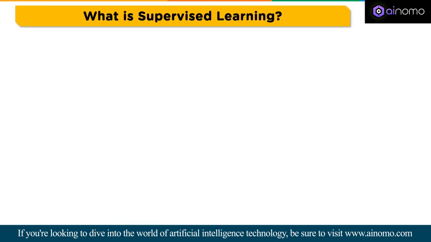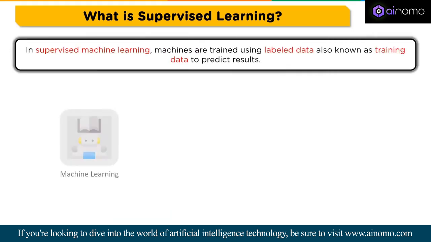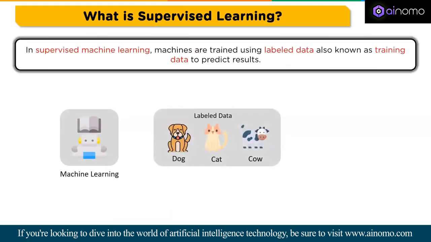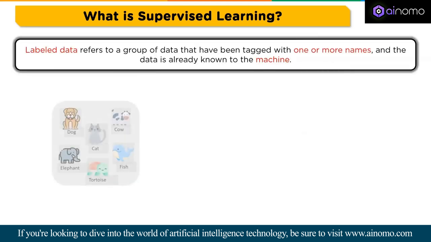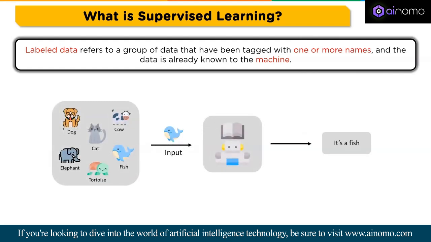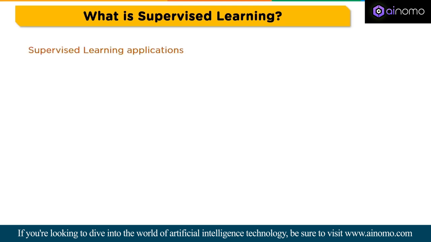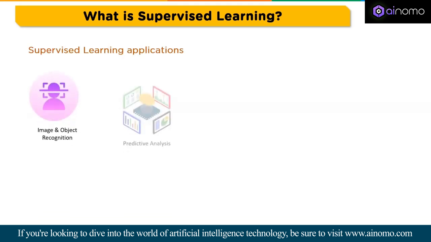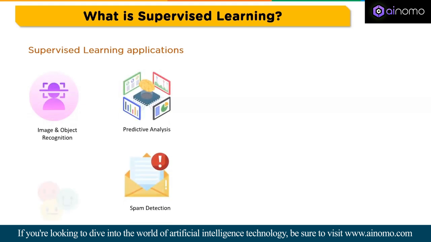What is supervised learning? In supervised machine learning, machines are trained using labeled data, also known as training data, to predict results. Here, labeled data refers to a group of data that has been tagged with one or more names, and the data is already known to the machine. In the real world, supervised machine learning can be used for image object detection, predictive analytics, spam detection, customer sentiment analysis, and many more.